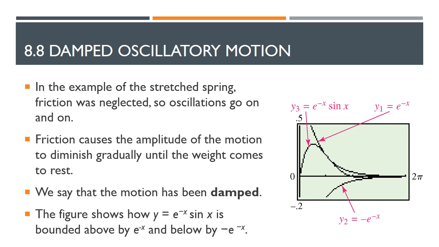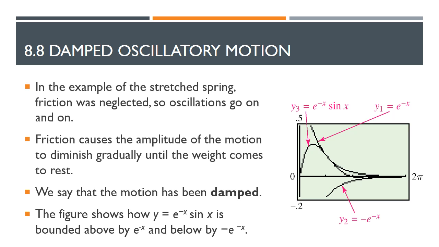And the figure shows how e to the negative x sine of x is bounded above by e to the negative x and below by negative e to the negative x. So when you have a function multiplied in front of the trig function, something with an x, like e to the negative x, multiplied by the sine of x or the cosine of x, what happens is the sine or cosine curve gets trapped in between that function and the negative of that function.